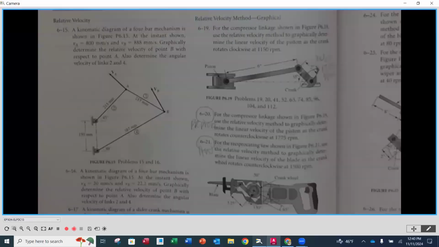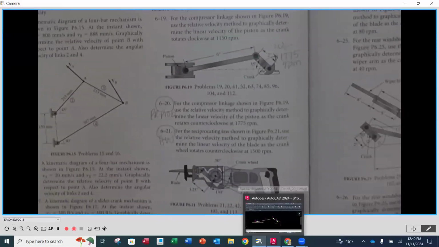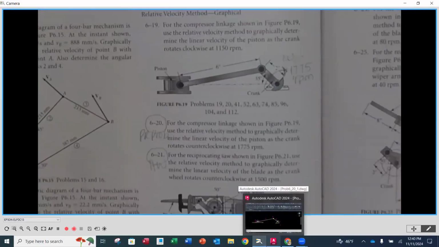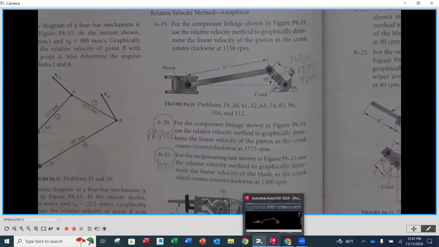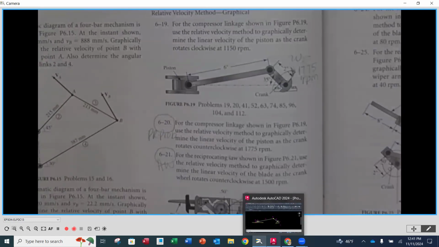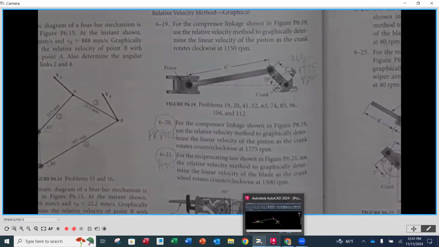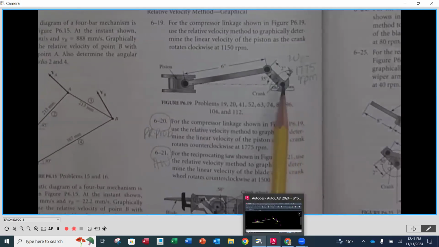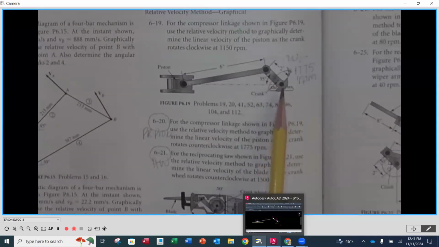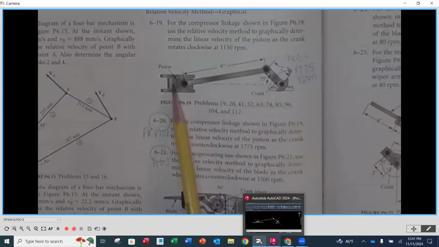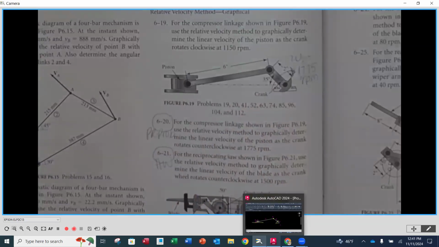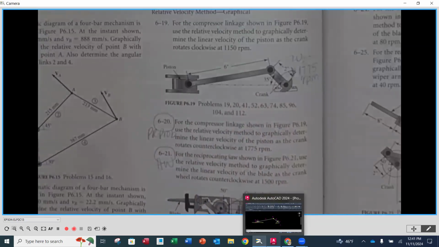Whoopsie. I'll go back under here in case anybody needs to see the illustration. So the center of rotation for what would be link number 2 here is going to be in line with the piston path, if you would. Okay, so make sure that it's in line.